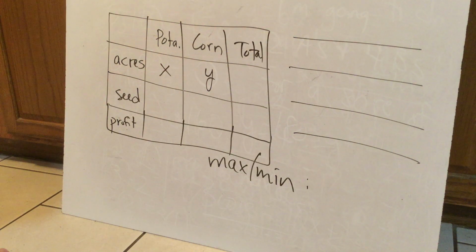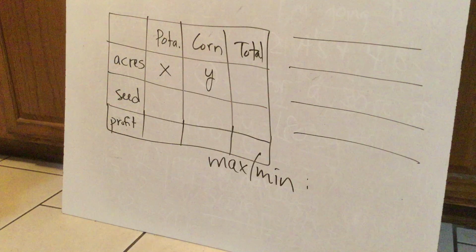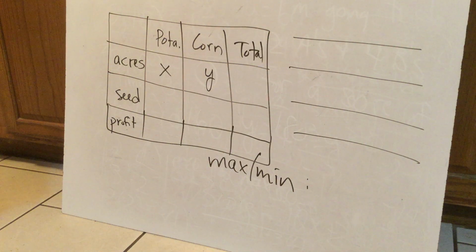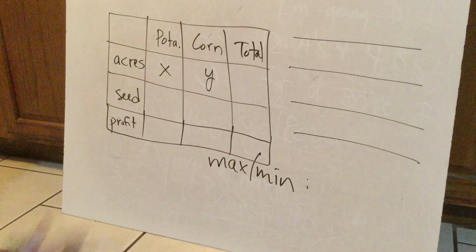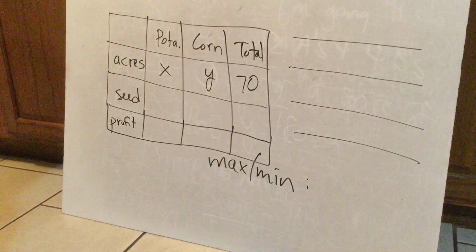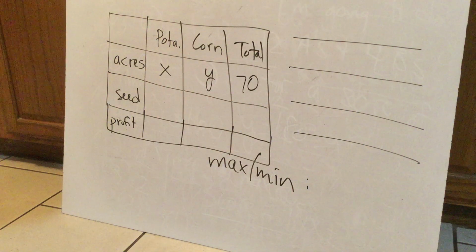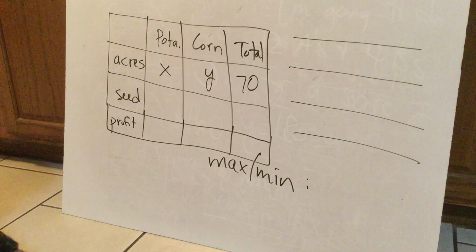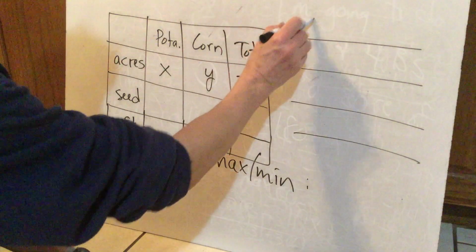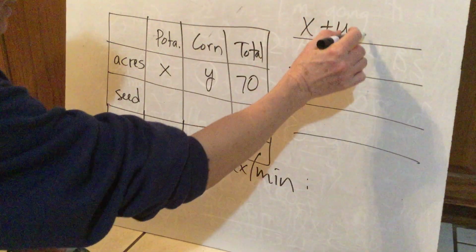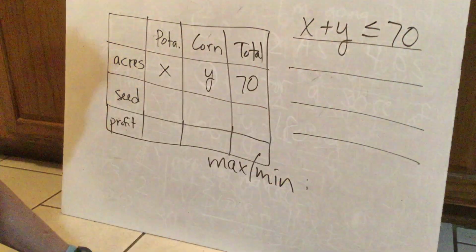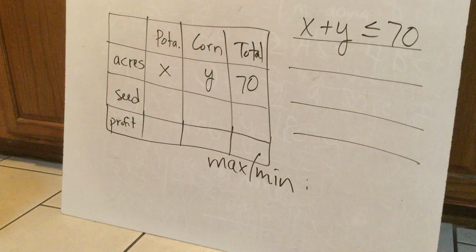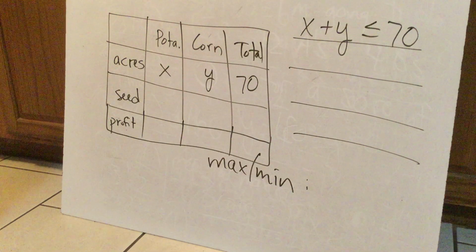I want to make the most money that I can, but I need to figure out how many X's and Y's I'm going to plant. How many total acres do I have in the problem? It gives me a number. What does it say? We have 70 acres. Now, can I plant more than 70 acres? I have a farm field that's 70 acres. Can I plant more than that? No. So whatever X and Y are, added together, they must be less than or equal to 70. Can't plant more than 70 because that's all I have.